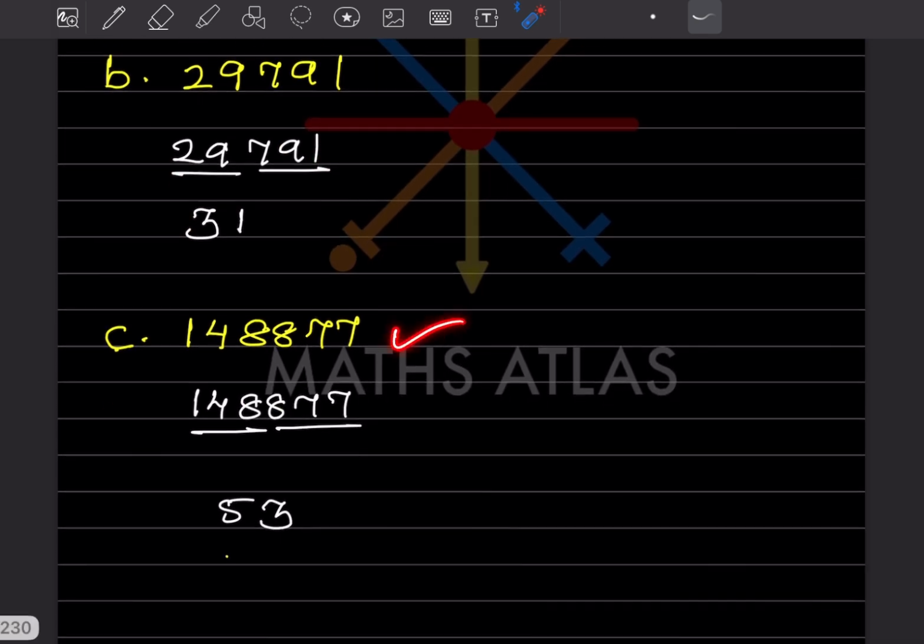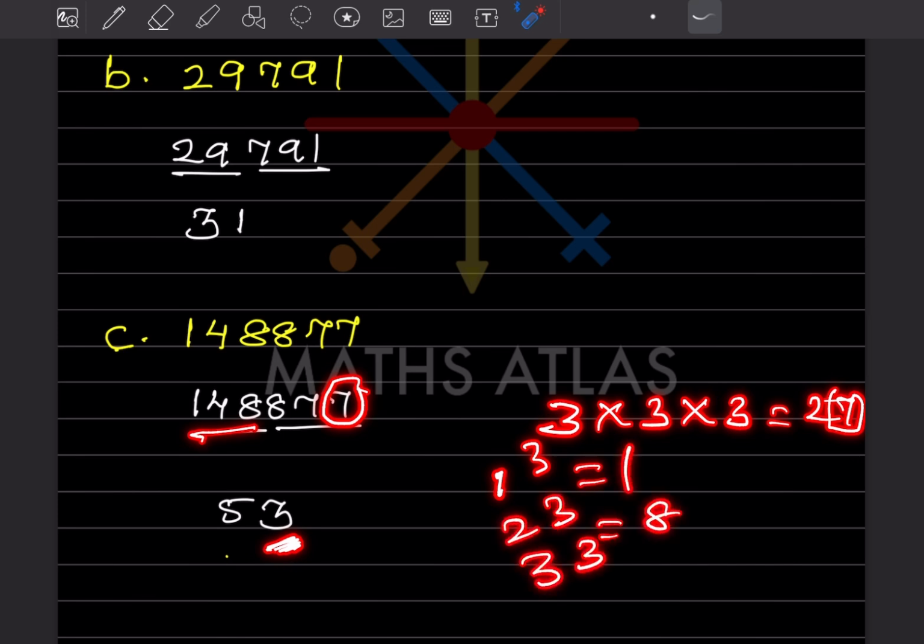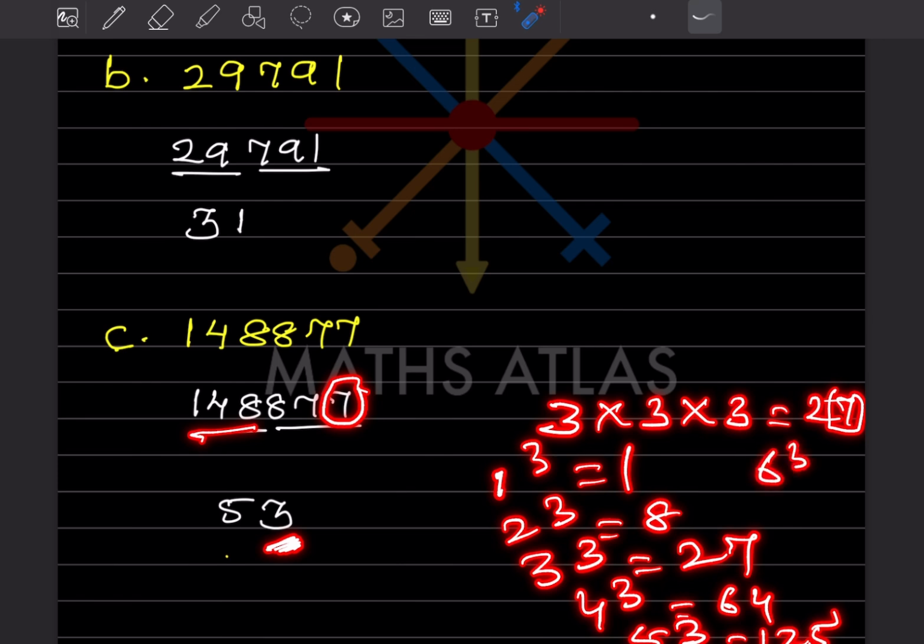Now this is the number given, the last 3 digits, and the remaining ones are split into 2. This is going to be 7. Where do we get 7? 3 into 3 into 3 will be 27. So the unit digit is 7, and here we are going to write 3. Now for 148: 1 cube is 1, 2 cube is 8, 3 cube is 27, 4 cube is 64, 5 cube is 125, and 6 cube is 216. This is 148, so 216 is a bigger number. So we have to go to the previous number, that is 5 cubed. So that is going to be 5.